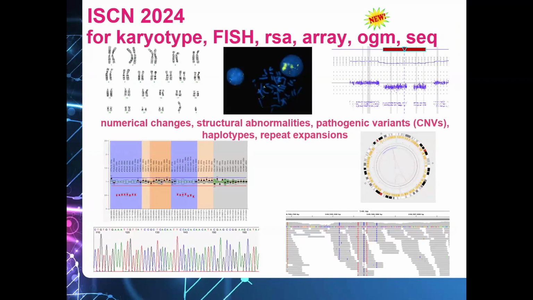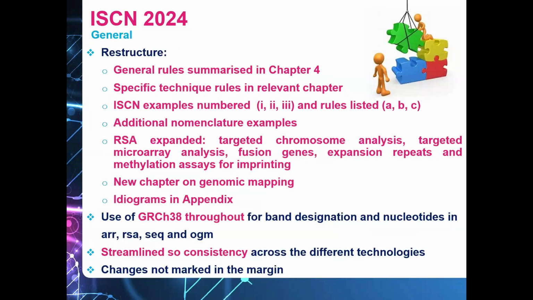So the ISCN 2024 is still used for karyotypes, for FISH, for region-specific assays, RSA, arrays, which is called genome mapping, and for sequencing. So what we've done is we have restructured. All the general rules are summarised in Chapter 4. The specific technique rules are in each of the relevant chapters. The ISCN examples are now numbered.